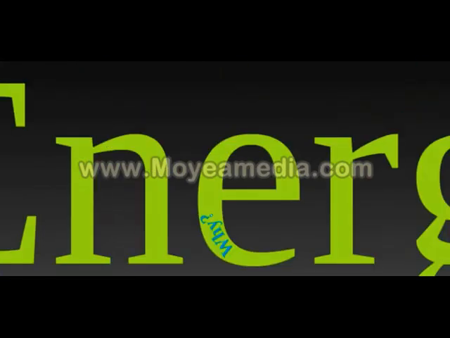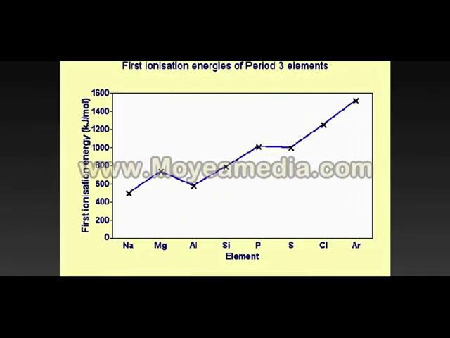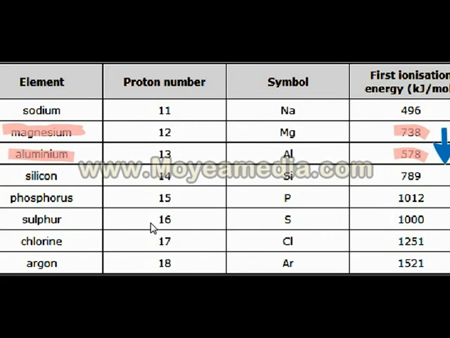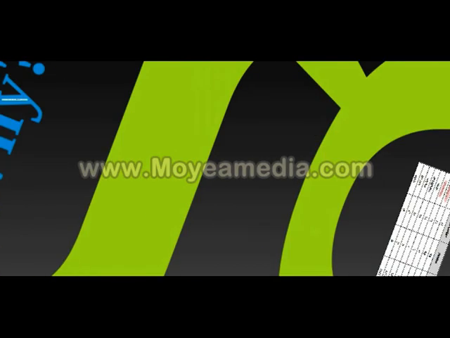However, there are some exceptions. If you see in this graph, the ionization energy is supposed to increase from left to right. However, from magnesium to aluminum, it decreases. Have a look at this chart. From magnesium to aluminum, the first ionization energy decreases from 738 to 578. So you might wonder why.